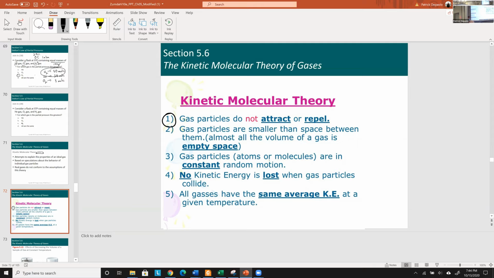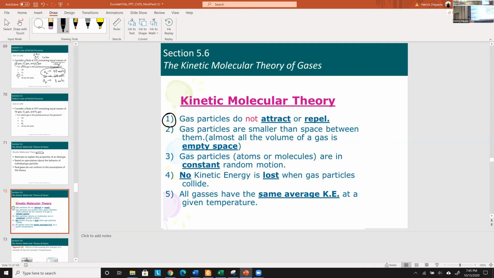Two, gas particles are smaller than the spaces between them. Almost all of the volume of a gas is empty space. That's important because no matter what the molar mass is of our gas, no matter how big it is, it doesn't matter. It just matters how many molecules there are. That's what determines their pressure. Well, not really their volume, the container determines the volume, but the number of molecules determines the pressure, the size of a balloon, whatever it may be. It's based on the number of molecules, not necessarily their size, because they're so small compared to the space between them.